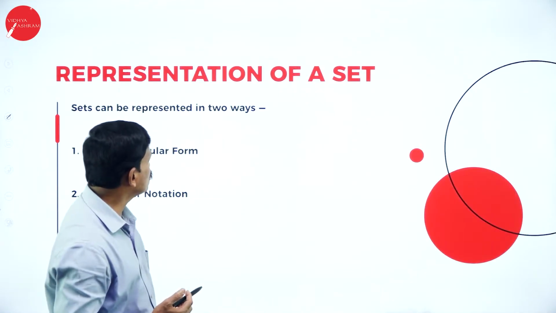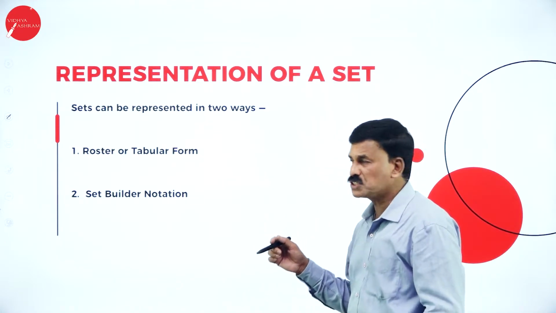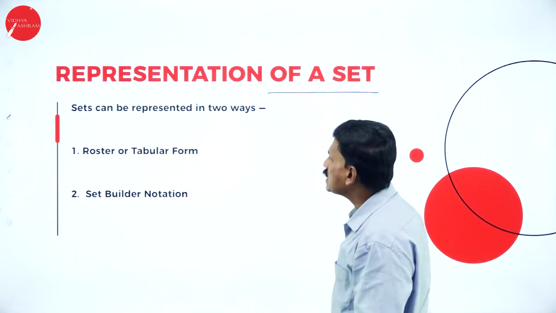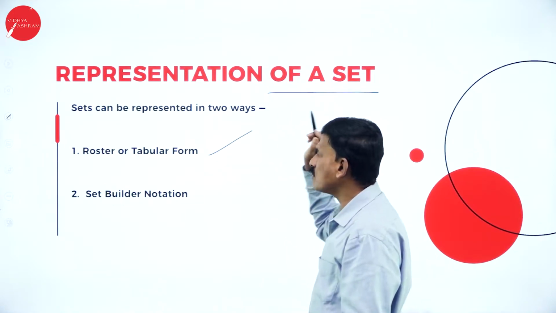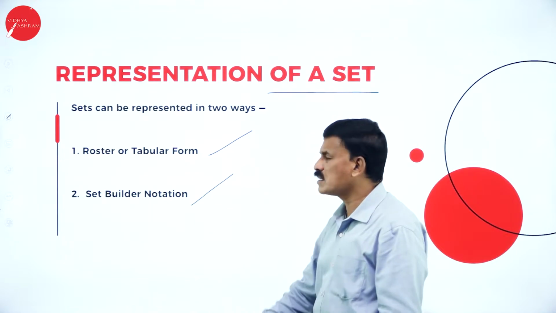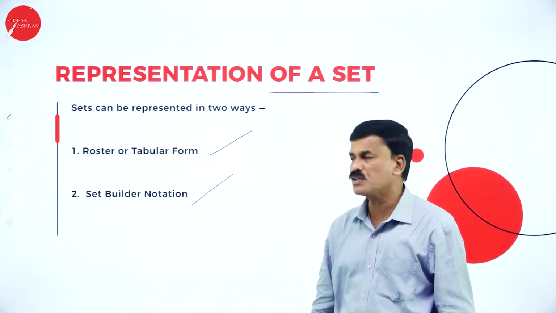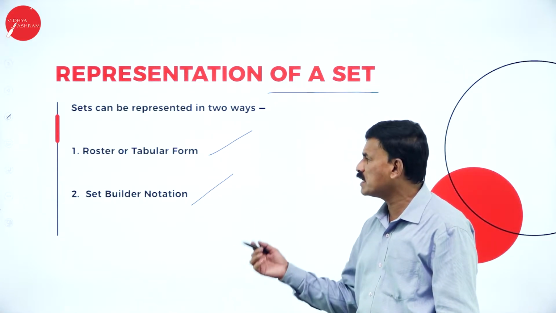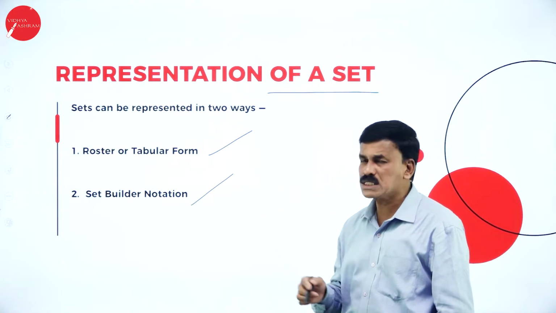Now, let us come to a very important concept, that is the representation of a set. A set can be represented in 2 ways: the roster form, also called the tabular form, and the second one, called the set builder form. The first is the roster form or tabular form, whereas the second is the set builder form or set builder notation. These are the 2 ways to represent a set.